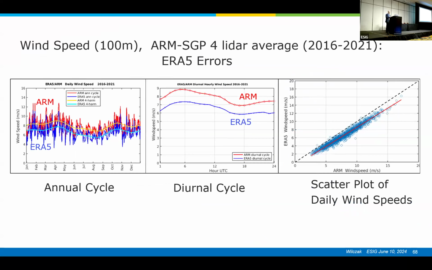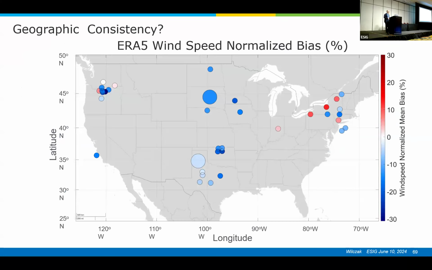And so what we found is that the ERA5 has a low wind speed bias by up to 1.3 meters per second. In the left panel, the annual cycle, you can see that the bias is independent of the season of the year. The middle panel shows the diurnal cycle. The bias is independent of time of the day. And the right panel is a simple scatter plot of daily wind speeds. You can see that it has a low bias and a slightly too small slope, which suggests linear regression correction could work.